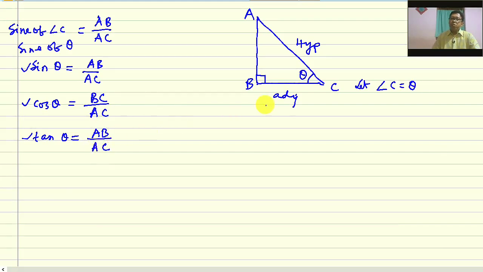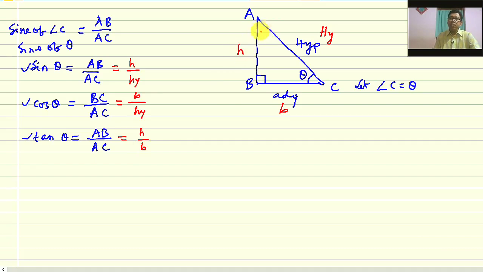Now, in short, suppose you want to take the opposite side of the angle theta as height, and the adjacent side as base, and hypotenuse as HY. So sine theta is equal to AB by AC, or you can write it as height divided by hypotenuse. Similarly, cos theta is equal to base divided by hypotenuse, and tan theta is equal to height divided by base.